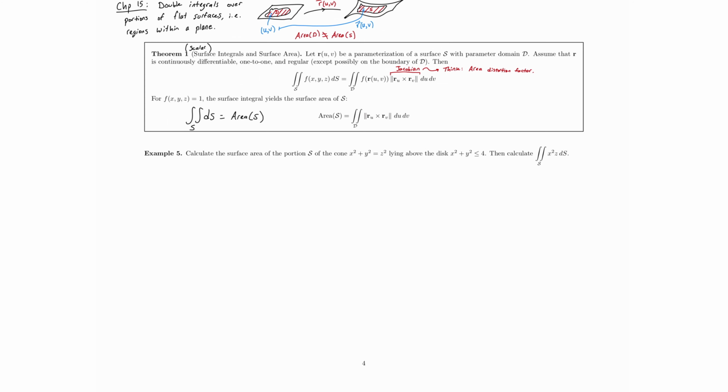Well, if you happen to know that your surface S is parameterized by R of (u, v) with some domain D, then you can further say that this is equal to this. It's the same replacement up here, but specifically applied to the case where this function is just equal to 1.